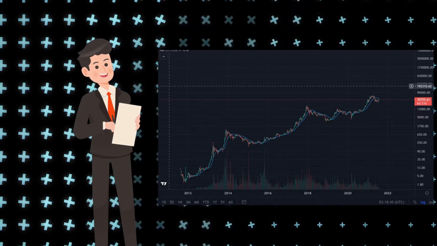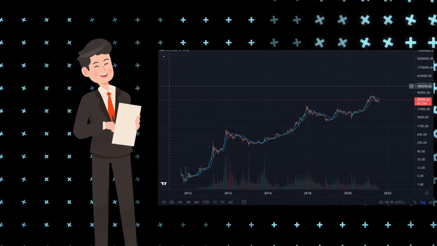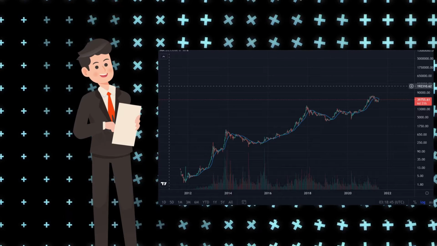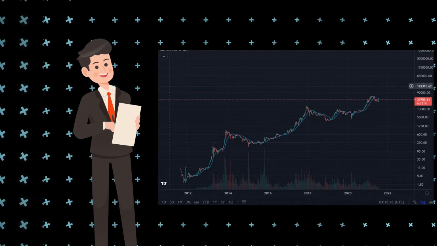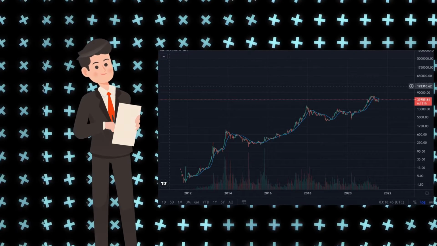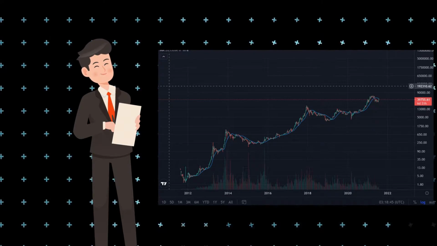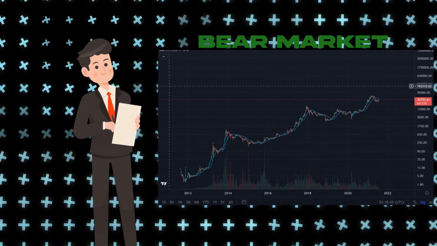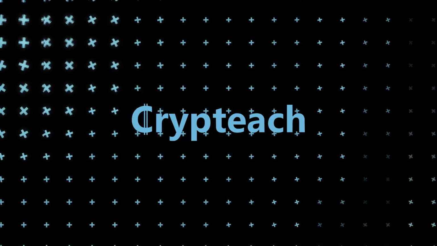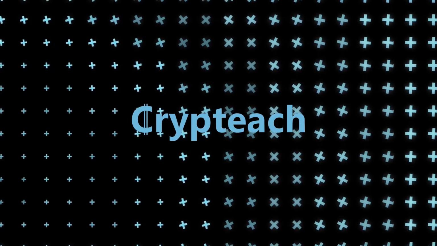Well, it's broken, and as of right now, as of August 1st, 2021, the moving average seems to be acting as resistance. So, I would characterize this as a bear market. So guys, this has been an explanation on what a bear market in crypto is.